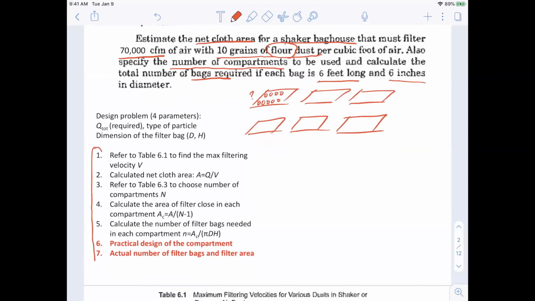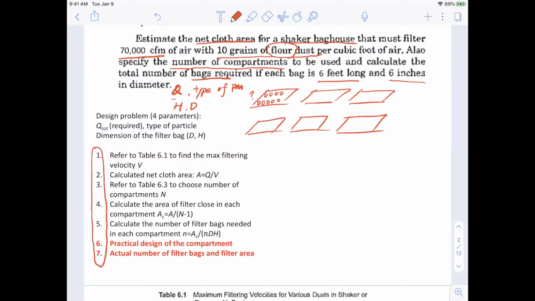And I recommend you go through this step by step so that the design is more clear. All right. So basically, the problem provides us with some conditions. It gives us the total flow rate, right? And the type of the particle, or the type of the PM, right? It also gives us the height and diameter of the filter bag. So it wants us to come up with the entire system design.